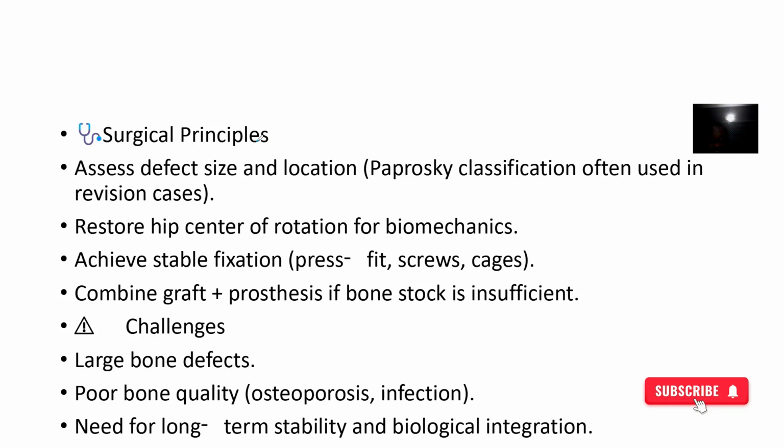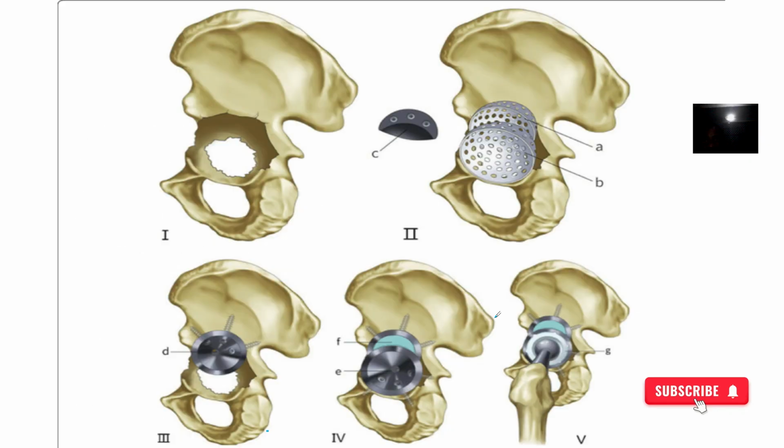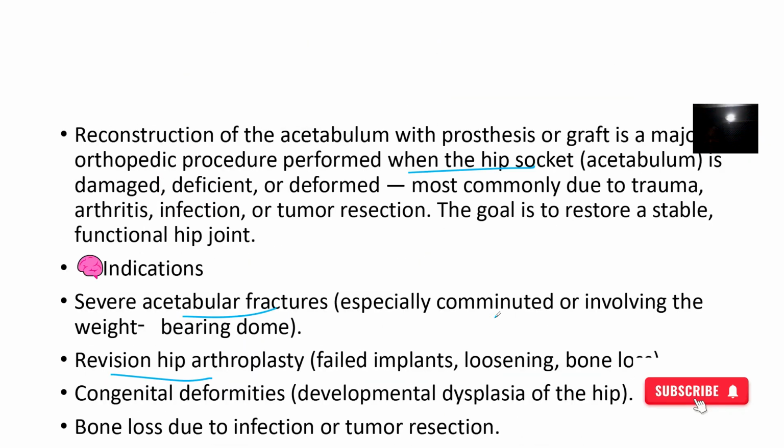So the surgical principles are this: you assess the defect size and location. You restore the hip center of rotation for biomechanics. You achieve stable fixation. You combine graft and prosthesis if bone stock is insufficient. So this is what we have for this corrective procedure.